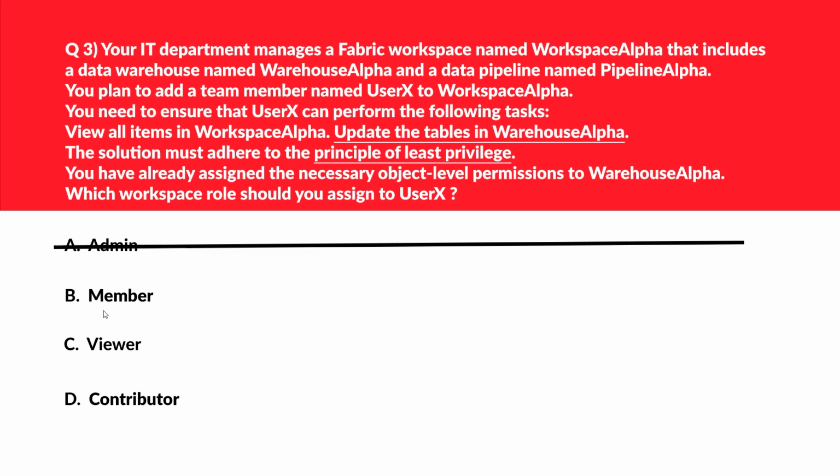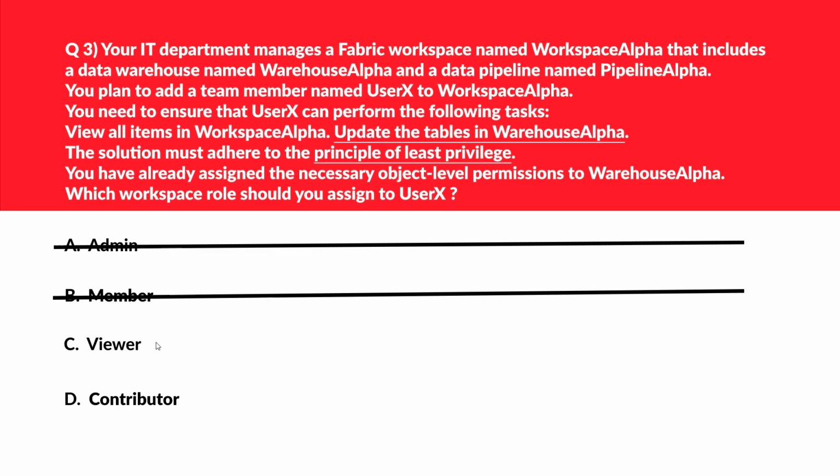Let's move to option B. B says member. The member role allows viewing and contributing to the workspace but does not provide the necessary permissions to update tables in warehouse alpha, which is what's required by the question. Therefore, we'll reject this. We'll move to option C. C says viewer. The viewer role only allows viewing items and does not provide permissions to update tables. We'll reject this. Let's move to option D.